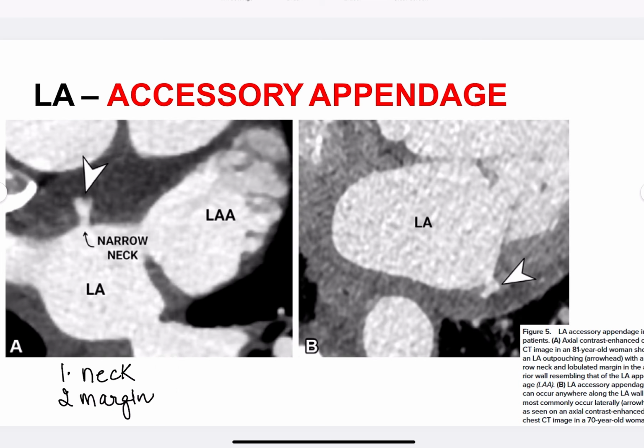Now let us see the accessory appendage. Here we can see this is the left atrium and there is a focal outpouching. Now it has a narrow neck and the walls are lobulated. So this is an example of accessory appendage, that is, it has a narrow neck and lobulated margins. In the first example, we can see it is arising from the anterior wall, and in the second example, we can see the accessory appendage is arising from the lateral wall.